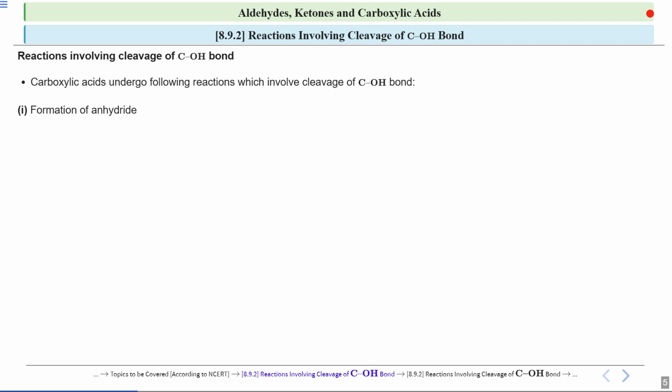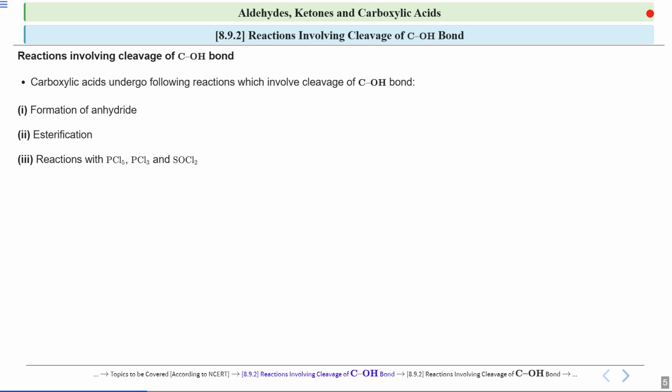First, we will discuss the formation of anhydrides. So anhydrides are formed when two carboxylic acid molecules react, losing a molecule of water. That results in the formation of an anhydride. Next, we will study esterification. This is a reaction where a carboxylic acid reacts with an alcohol to form an ester and water. Esters are widely used in fragrances and flavorings.